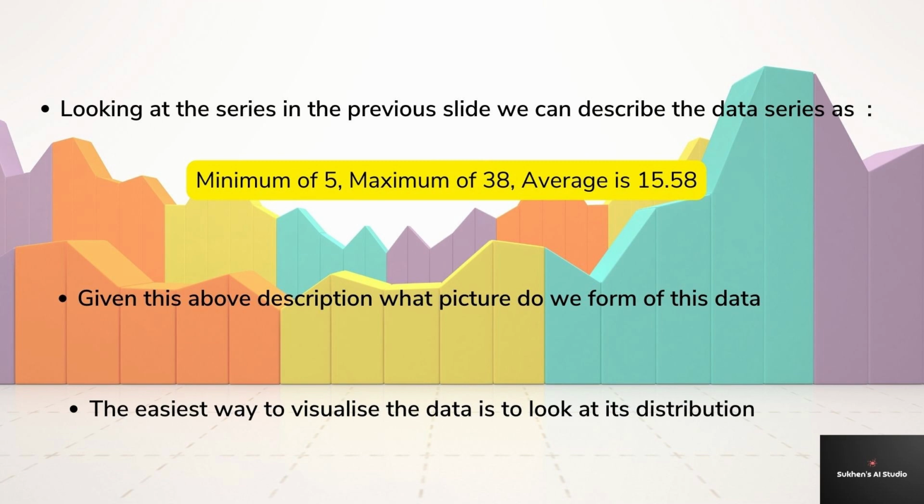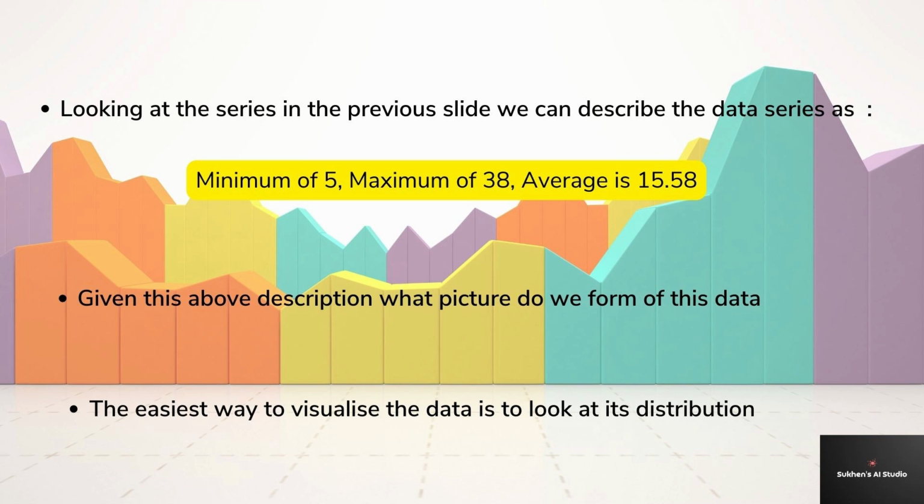Now, when we look at the above series, what can you say about it? We can say that the minimum is 5, the maximum is 38 and the average is 15.58. This gives us a proper understanding of how the dataset is. Seeing the above sentence, can you picture how the data must be? Having an average of 15.58 and a minimum of 5, it is highly likely that most of the data points lie between 5 and 15.